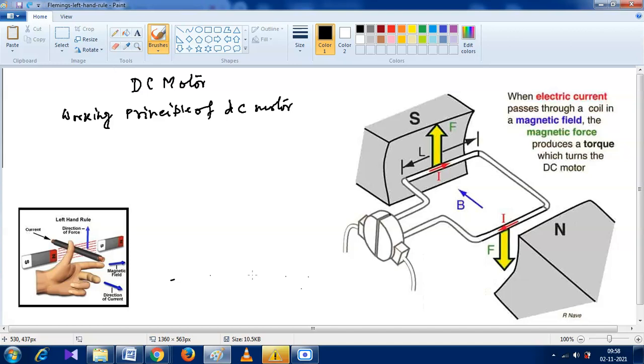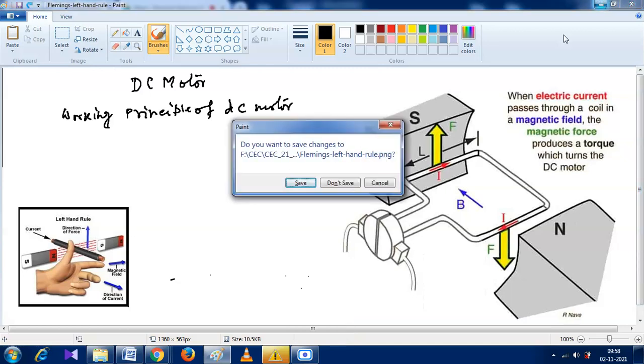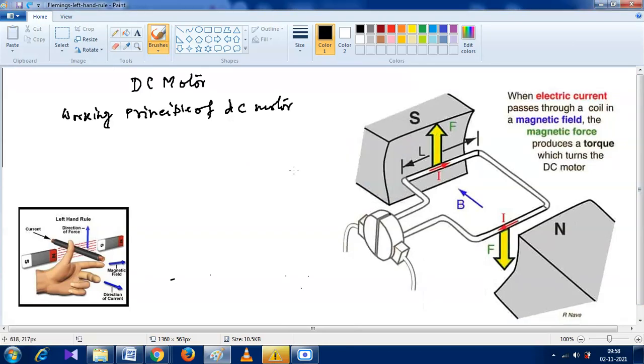So, first we have to understand the working principle of DC motor. Actually, the working principle of DC motor is based on the left hand rule of Fleming. So, what is the Fleming left hand rule?